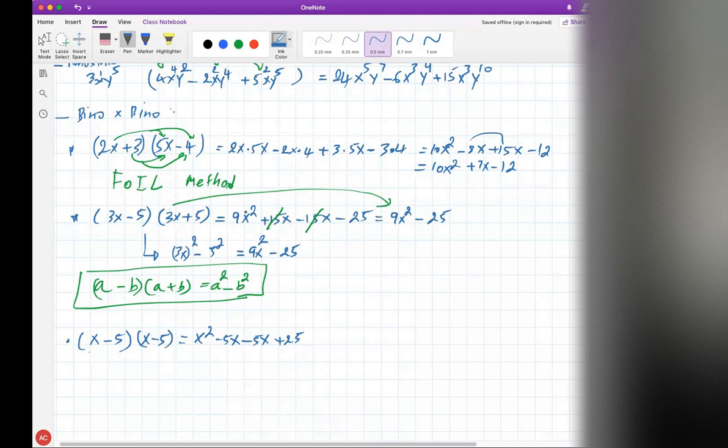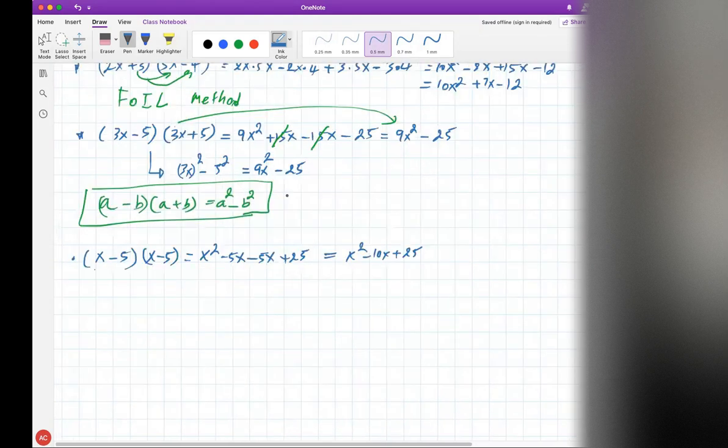We just keep the first and the last multiplication. The outside and the inside cancel out, so we keep the firsts and the last. When we combine these, you get x^2 minus 10x plus 25. Or if it's a plus here, you would have plus 10x instead of negative 10x.